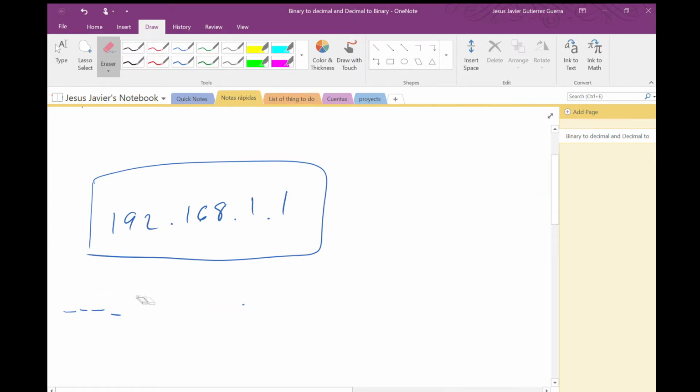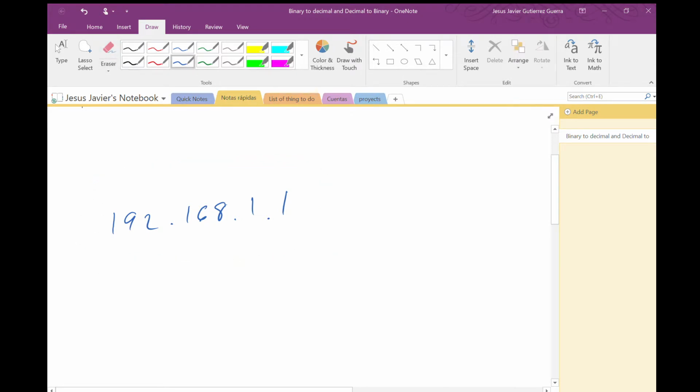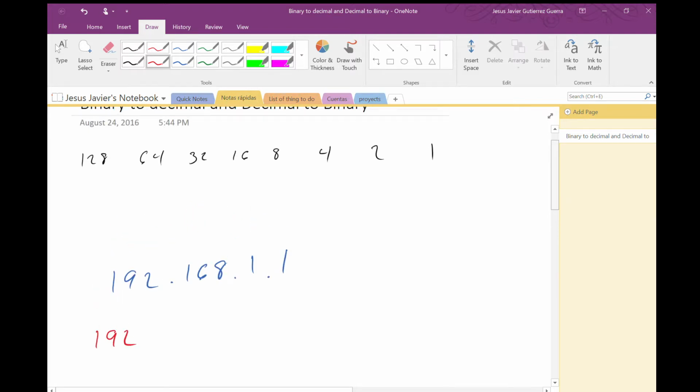Okay, so we need to find that, and we're gonna do it one by one. So let's find first 192. We want to convert 192 to binary. So let's put this one over here.